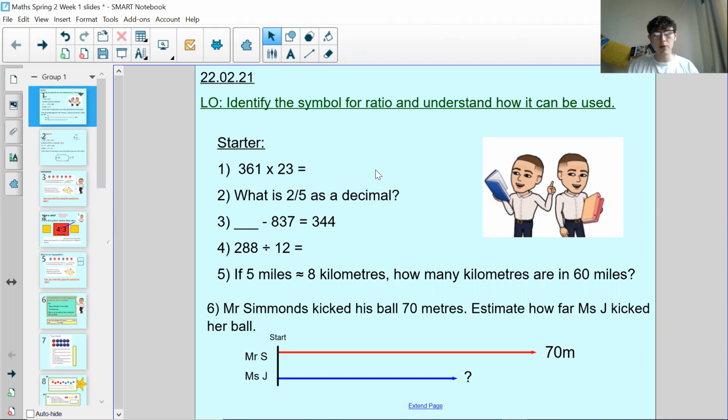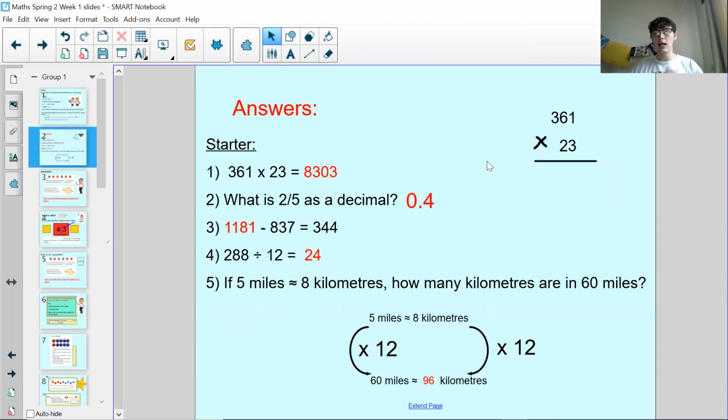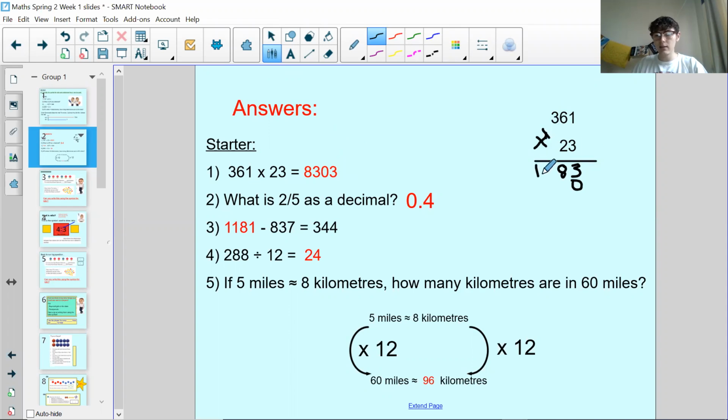Okay, year six. I'm going to put the answers up right now. Number one, 361 times 23. Your answer should have been 8,303. I've got the method up here. We put our placeholder in first. 3 times 1 gives us 3. 3 times 6 gives us 18, so we put the 8 and regroup the 1. 3 times 3 is 9, add the 1 gives us 10. So this is our number up here, 1083.